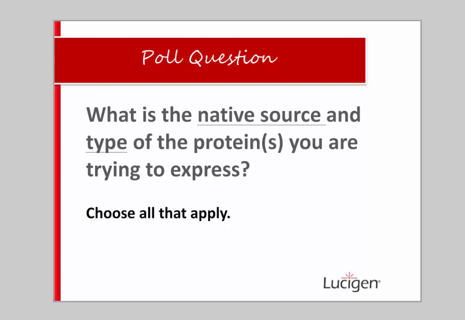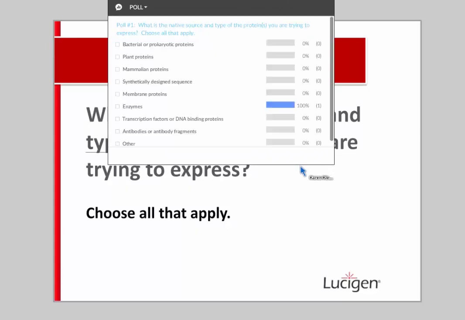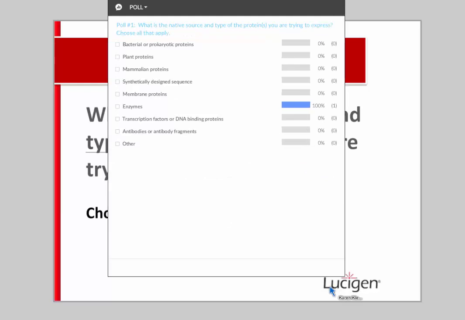Here is our first poll question. What is the native source and type of the protein you are trying to express? And again, please select all the options that apply to your research. We have bacterial, plant, mammalian, or synthetically designed sequences for the source. And for the types, membrane proteins, enzymes, transcription factors, antibodies, or antibody fragments.